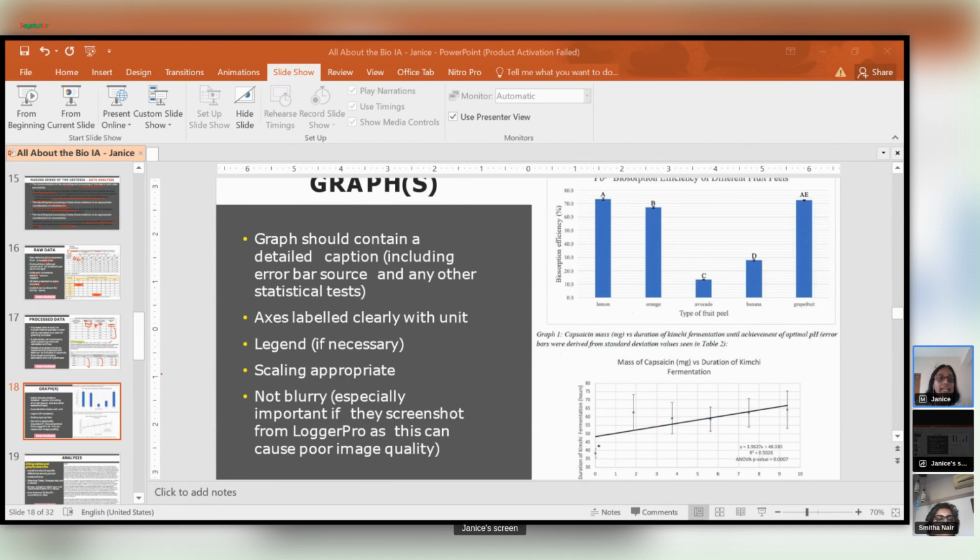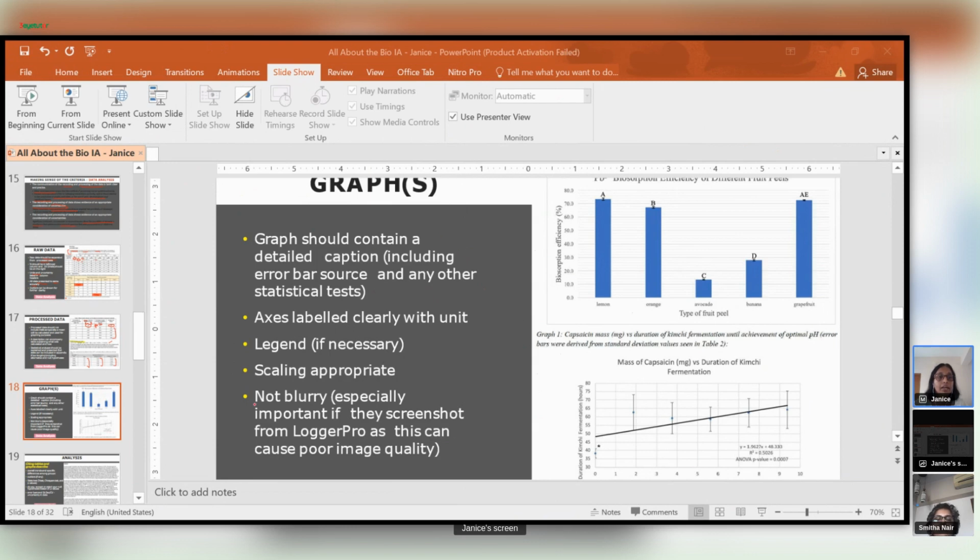The scaling has to be appropriate. That means the interval should be the same, like 30, 35, 40. You cannot write 30, 35, then 45. So the interval should be the same. Got that very clear? If you see here 10, then it is 20. If you put 10, 30, then it should be 50 here. Whatever you put, it should be the same interval.